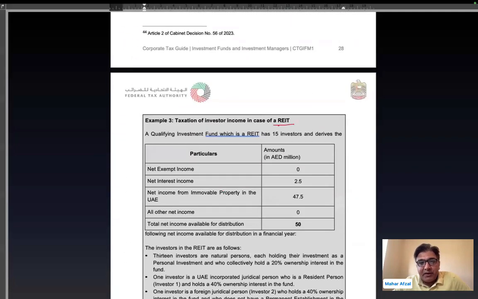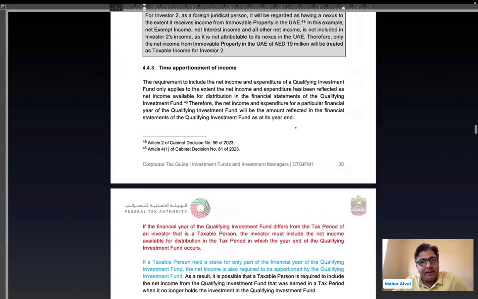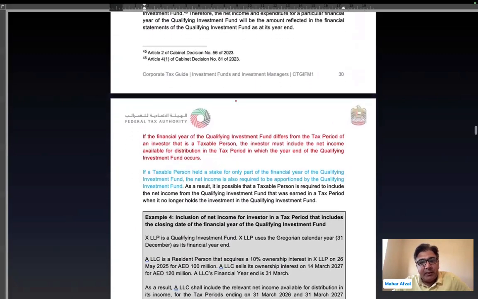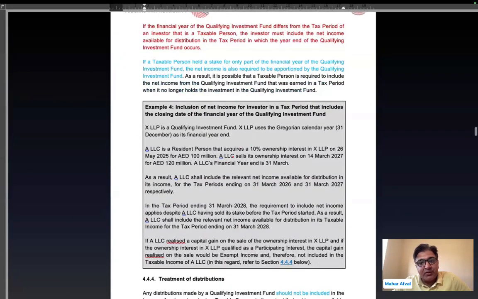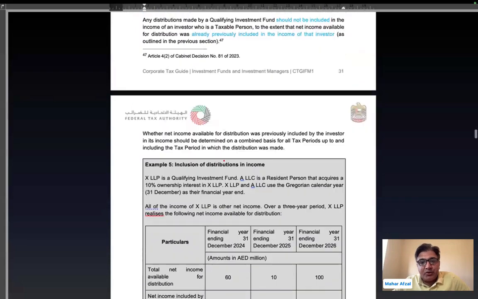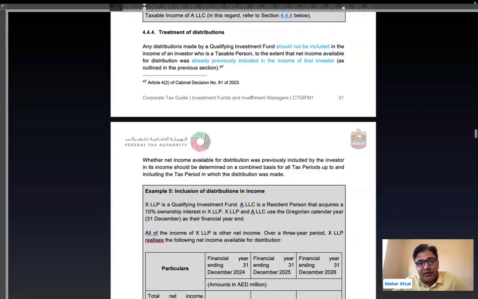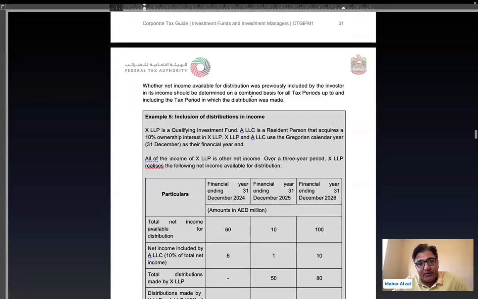REITs, the real estate investment fund, we will be discussing in our coming webinar. I'm leaving it for the time being. Time apportionment: where the tax period for the fund is different from the tax period for the investor, income needs to be apportioned proportionately. You can go through this example, they have given it here. Treatment of distributions: there should not be any double taxation if the income has already been subject to tax.